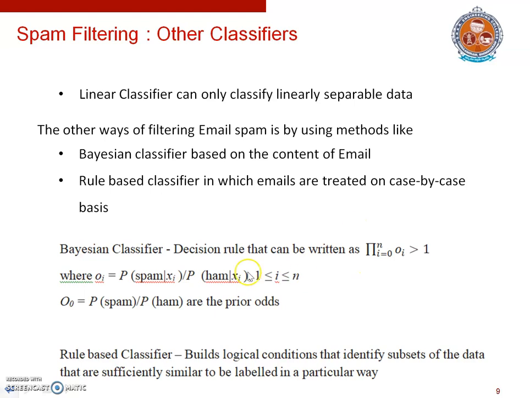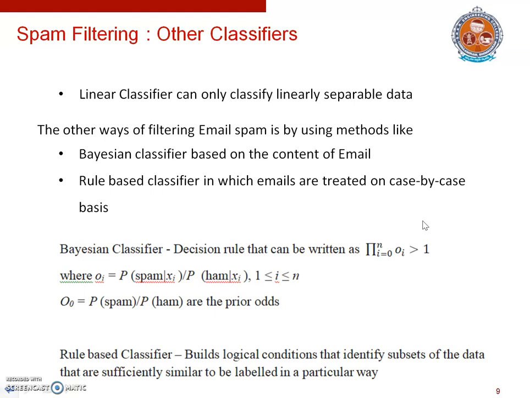In the Bayesian classifier, the decision rule can be written as product over i equal to 0 to n of O_i greater than 1, where n is the number of tests. Each test is represented as x0, x1, x2 and so on, xn. O_i represents the prior odds of test x_i. O_i is given as the probability of spam given x_i divided by the probability of ham given x_i. O_0 is the probability of spam emails divided by the probability of ham emails in the training data.